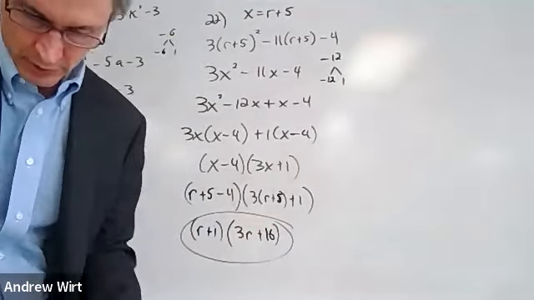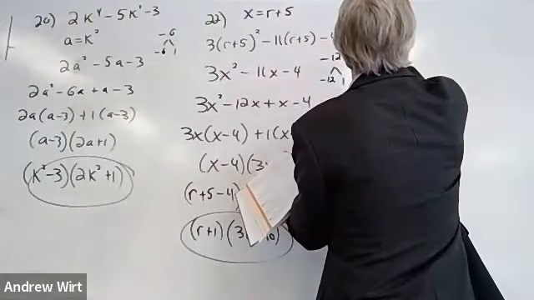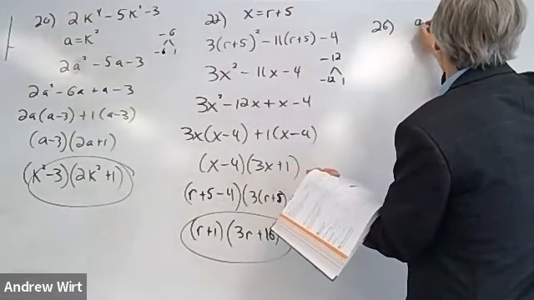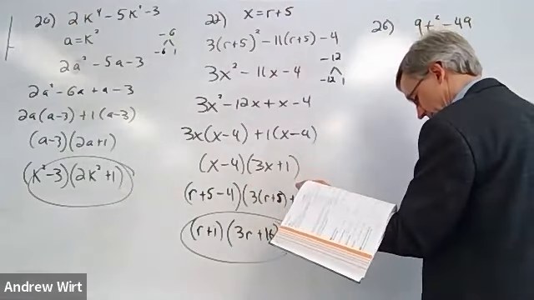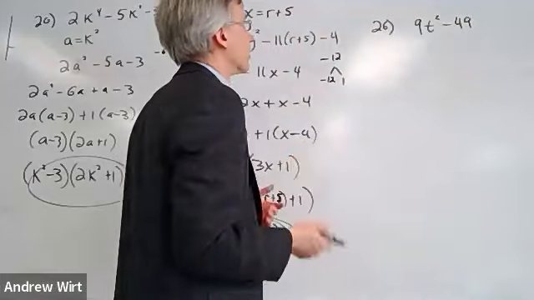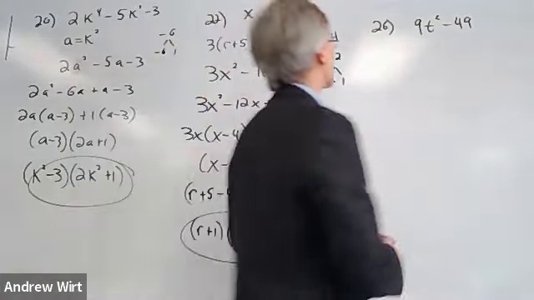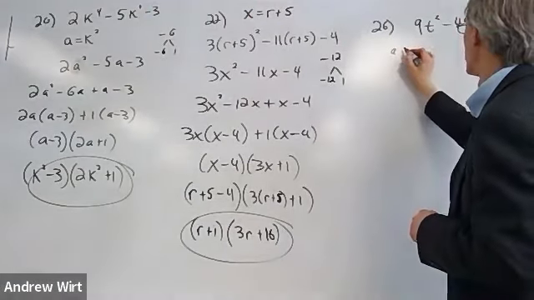All right, next up, 26. Got 9t squared minus 49. So we have a 2-term polynomial. This is either going to be GCF or difference of squares. So do we have perfect squares? Yeah, 9t squared and 49 are both perfect squares. This is indeed a perfect difference of squares.